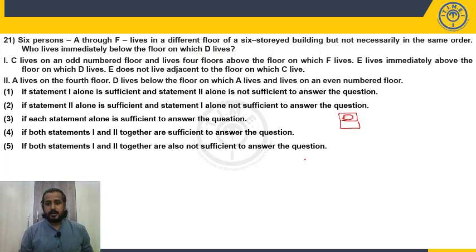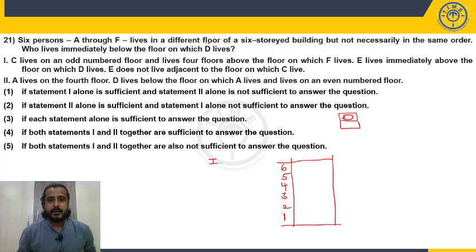Now, first go ahead with statement 1. How many floors does the building have? 6 floors. 1, 2, 3, 4, 5 and 6-story building it is. So I have taken the 6-story building. Six persons A through F live on different floors of a 6-story building. Definitely the ground floor is the first floor, and then second floor, third floor, fourth floor, fifth floor and sixth floor.